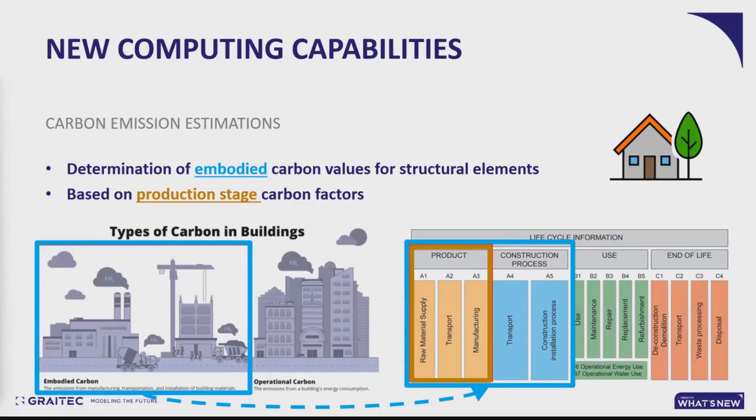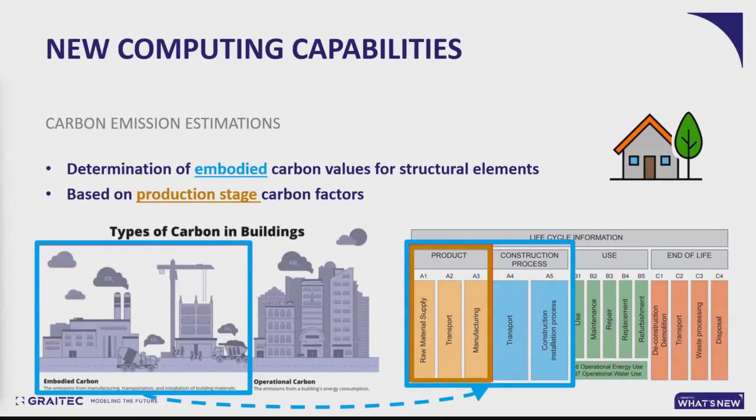Advanced Design is now equipped with a new carbon emission calculations to help to evaluate the environmental impact of the choices of construction materials. The main purpose of such calculations is to determine the embodied carbon values for structural elements. Embodied carbon is the carbon dioxide emissions associated with materials and construction processes in the life cycle of a building. This includes the emissions from manufacturing and transport of our building products.